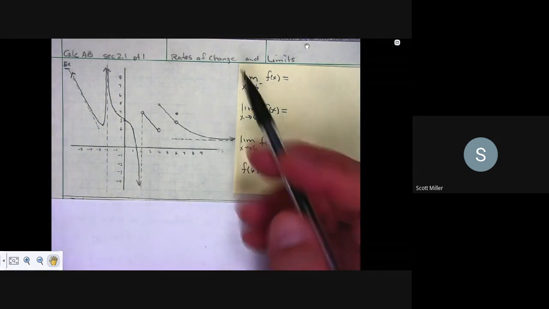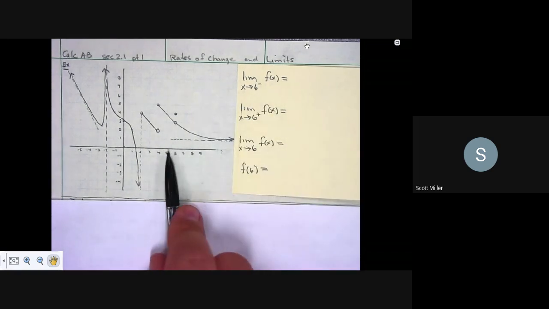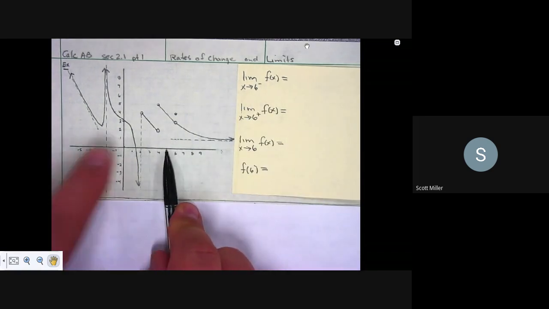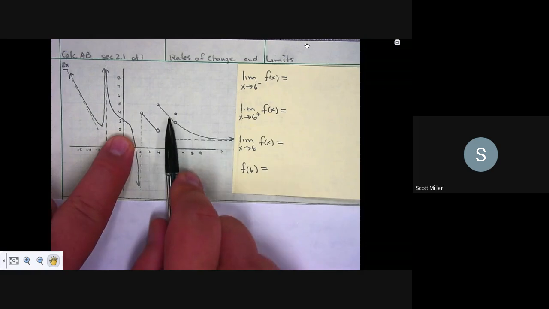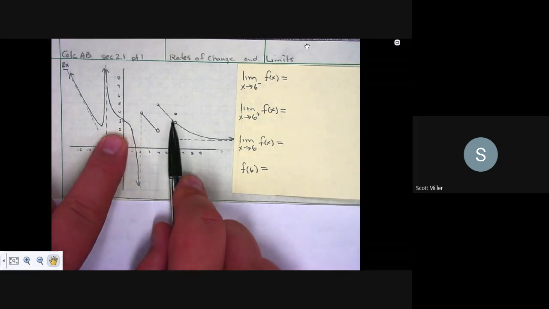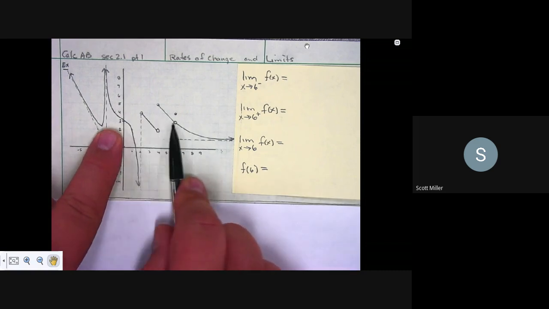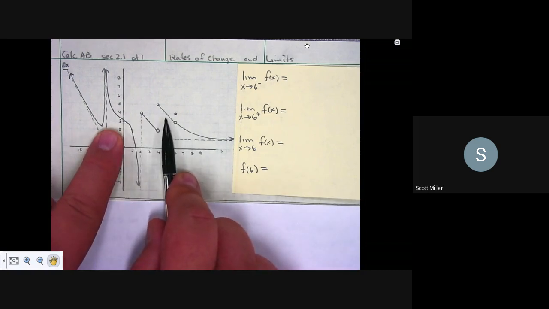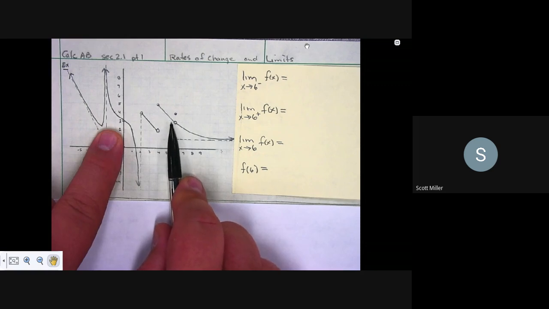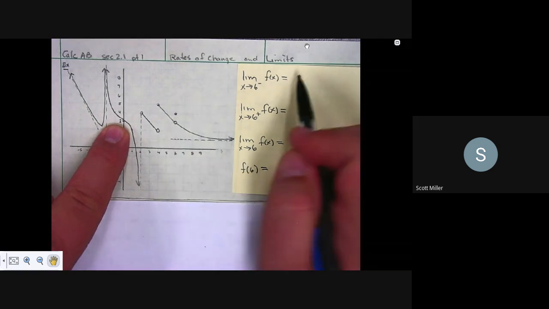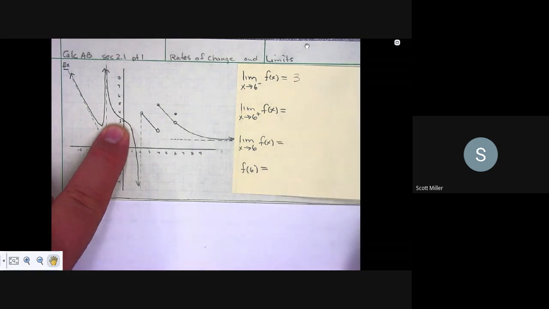So as I approach 6 from the left, that means I'm over here on the negative side. Look at the y values. What are the y values getting closer to? As I get closer to 6, as I come down here, these y values are getting closer to the number 3. If I got closer and closer to 6, I would be getting closer and closer to 3. I'm not going to step on 6. I'm just going to get closer to 6. So this has a limit of 3.